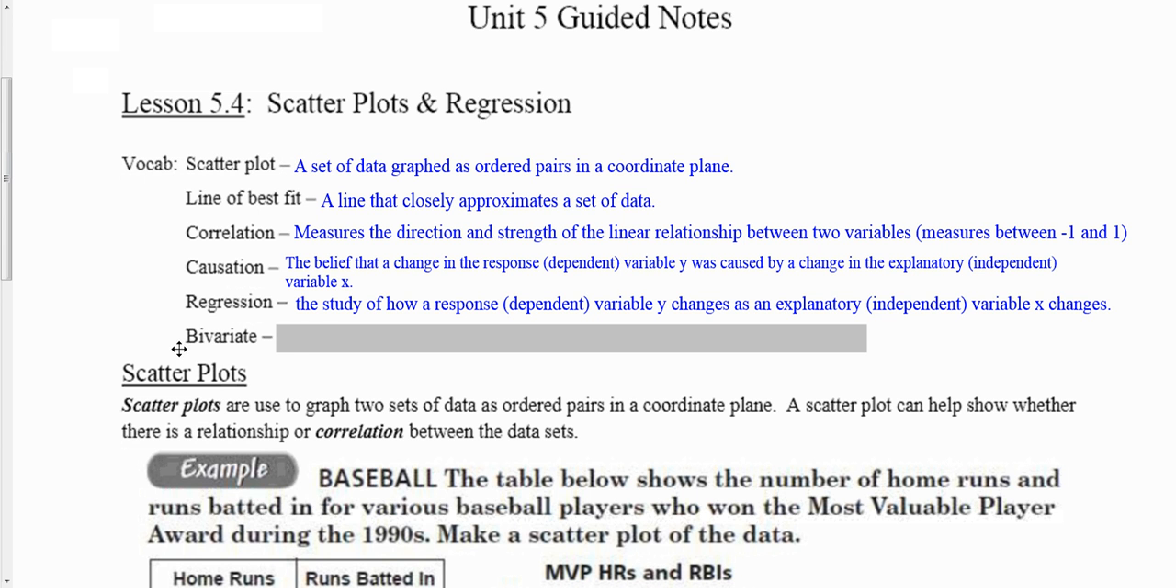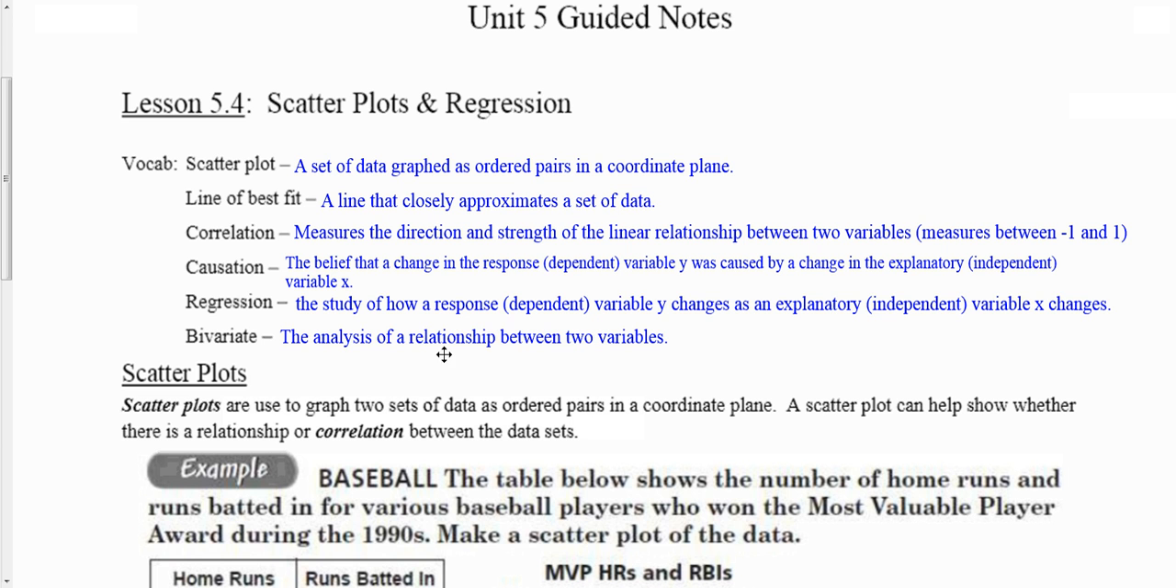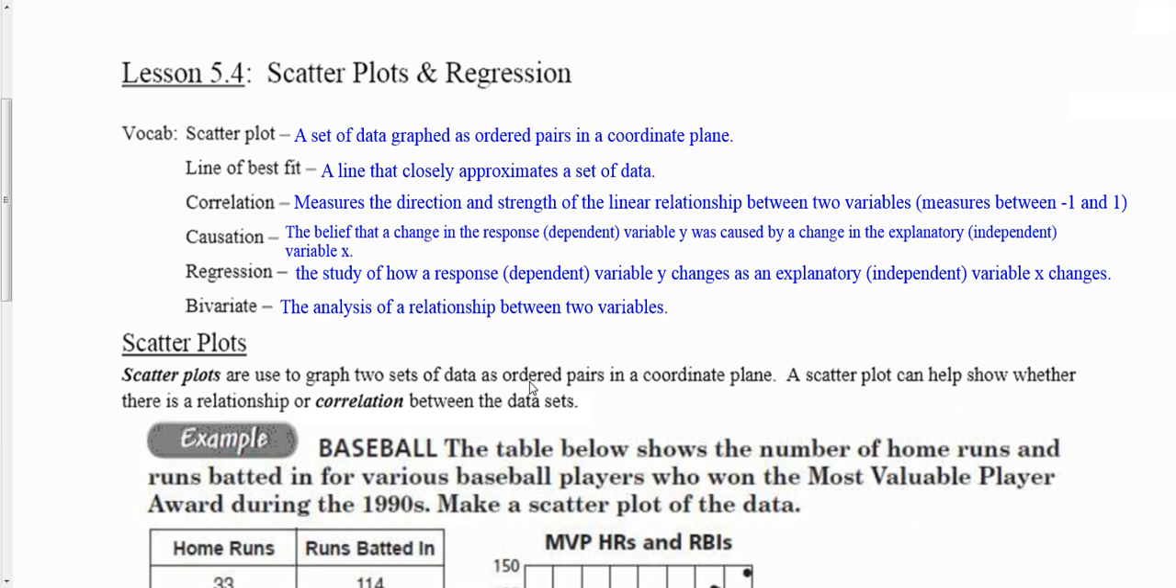Bivariate. Bi meaning two, variate meaning variable. So it's the analysis of a relationship between two variables. So bivariate, or on your calculator sometimes you'll see 2 VAR, two variables. You'd be looking for a bivariate relationship between two of your variables changing, normally an x and a y.